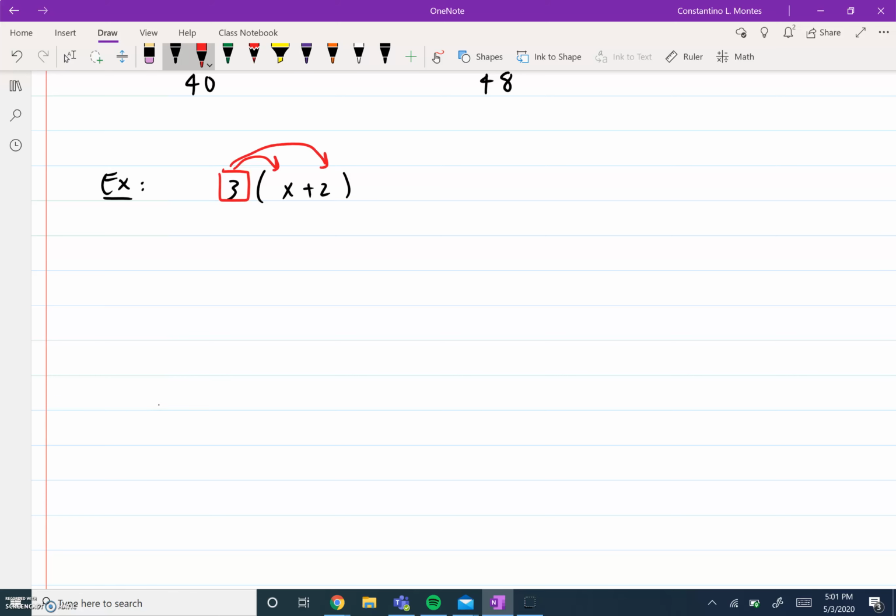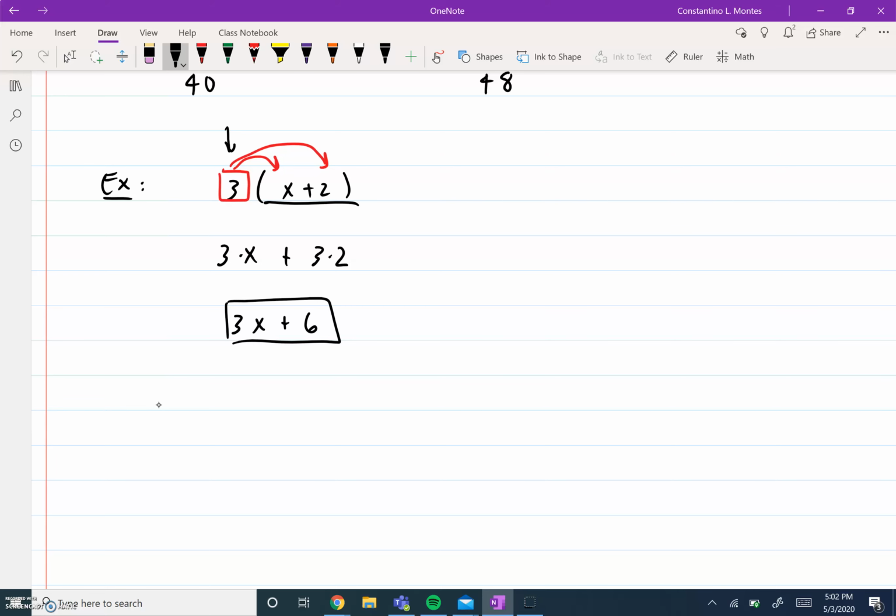Right? So if I take 3 and I distribute to each term, I would end up with 3 times x plus 3 times 2. So this would end up being 3x plus 6. And I'd be done. I cannot combine 3x and 6. I can't turn it into one number because those two terms are not alike. So I have a monomial, that's this right here, multiplied to a binomial, which is this right here, and the result ended up being a binomial.